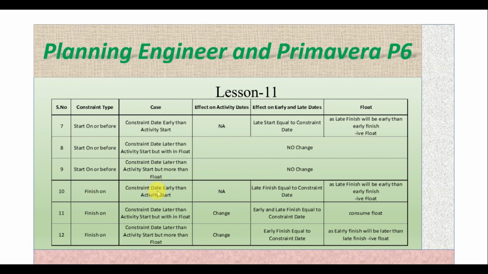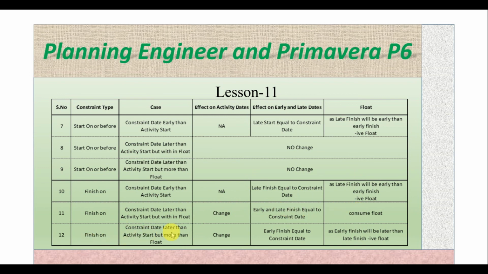Now finish on with case 1. Case 1 is the constraint kept earlier than the start of the activity: there will be no change in the start and finish. Late finish will be equal to the constraint date, and there will be negative float. Finish on, case 2, there will be no change in the dates, early and late finish will be equal to the constraint date, and float will be consumed.